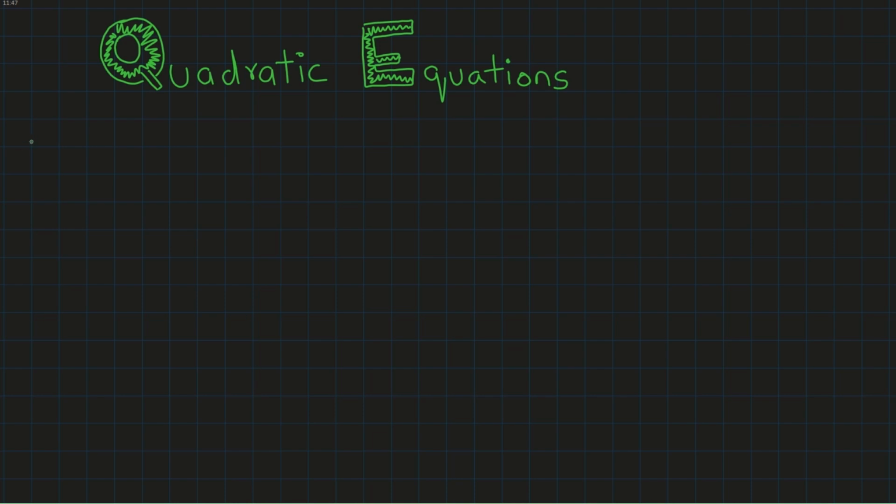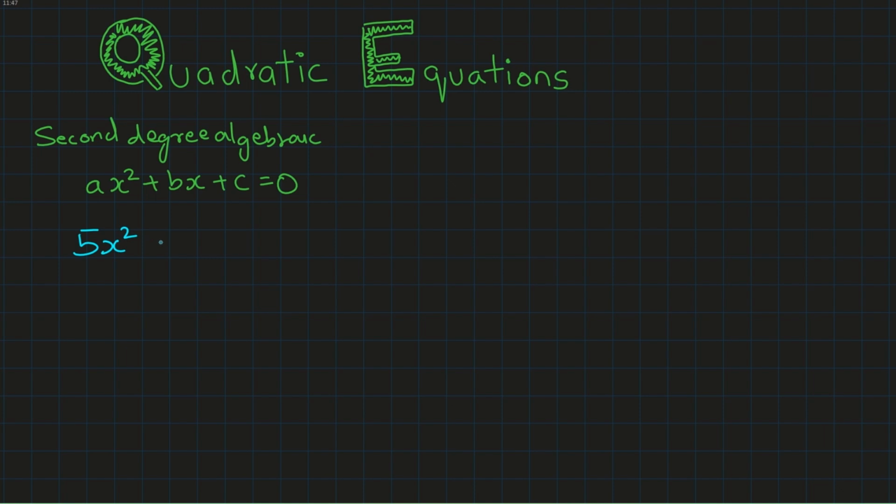Let's learn about quadratic equations. Quadratic equations are second degree algebraic expressions and are of the form ax square plus bx plus c equal to 0. An example of a quadratic equation is 5x square plus 3x plus 3 equal to 0. This represents a quadratic, and this equation is also in one variable.